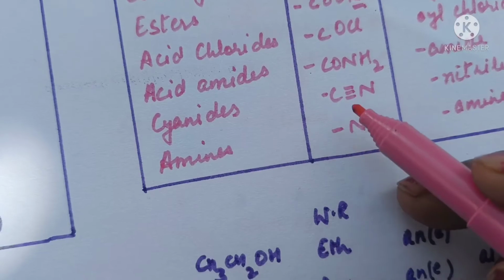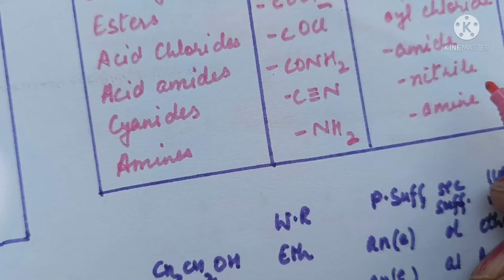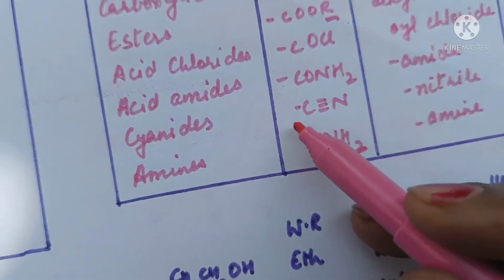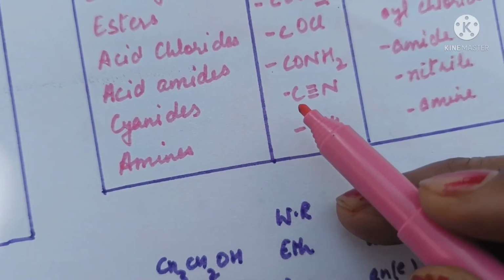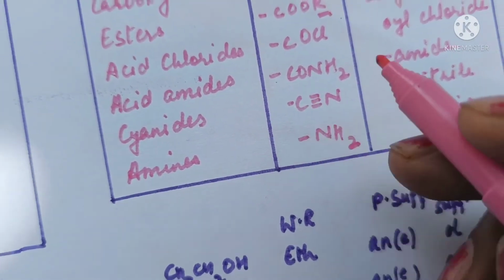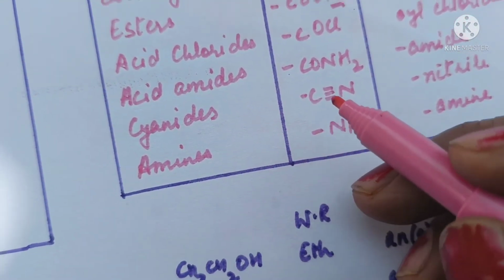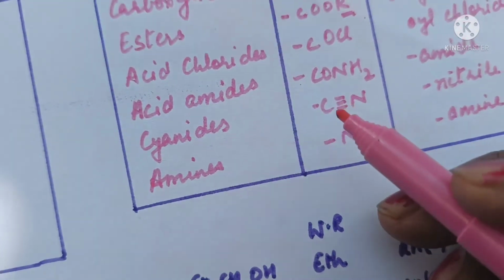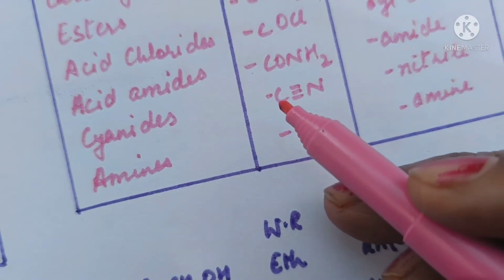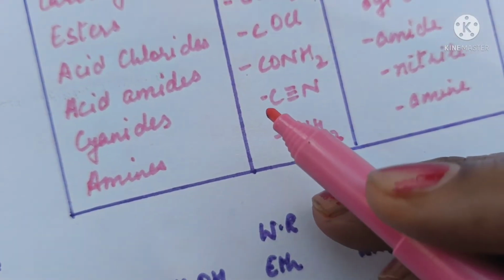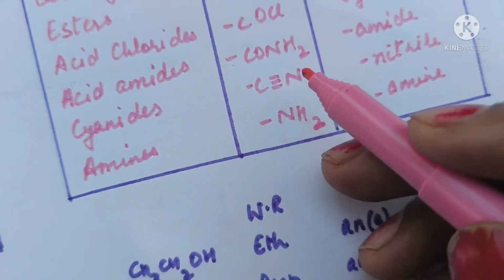A compound containing C triple bond N will have the suffix nitrile. These are cyanides. This carbon is included in the parent chain, that is, the total number of carbon atoms will include this carbon as well. For example, CH3C triple bond N has 2 carbon atoms, so its name will be ethane nitrile. So eth is for 2 carbon atoms, ane is for a single bond between the 2 carbon atoms, and nitrile is for nitrogen.